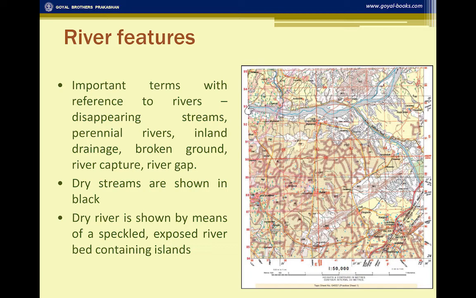Then you have inland drainage. Inland drainage is these rivers which do not go out. They are within the area but they do not meet the main river. So these are called inland drainage. The undefined stream is here. You can see these are undefined streams which are shown in dotted dash and dot dash.